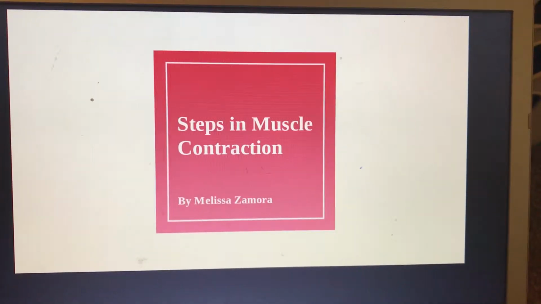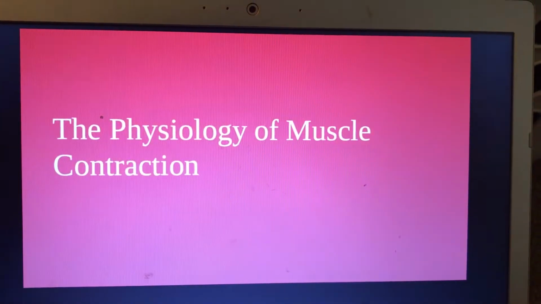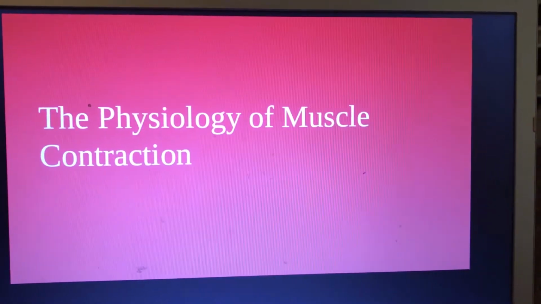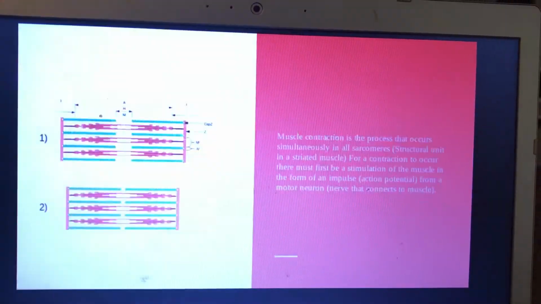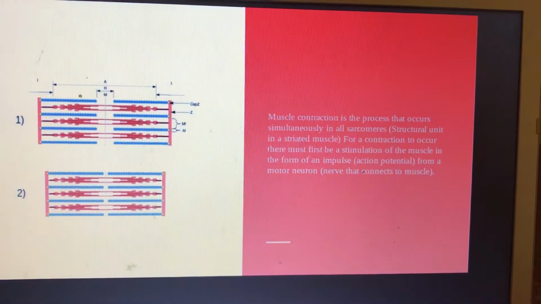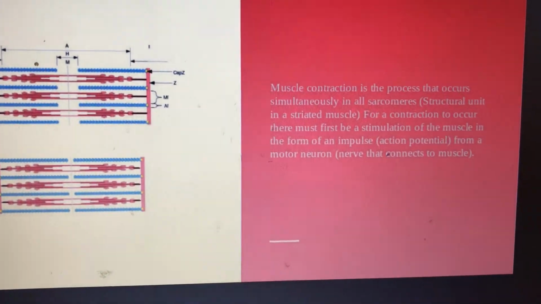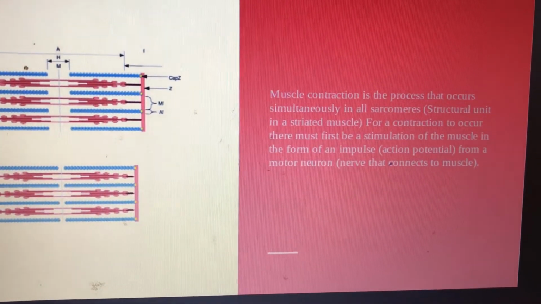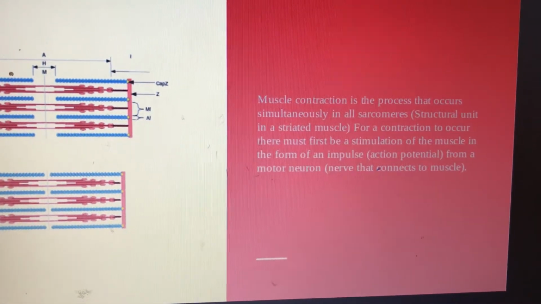Steps in muscle contraction. What is muscle contraction? I'll be talking about the physiology of muscle contraction. Muscle contraction is the process that occurs simultaneously in all sarcomeres. And a sarcomere is a structural unit in a striated muscle.